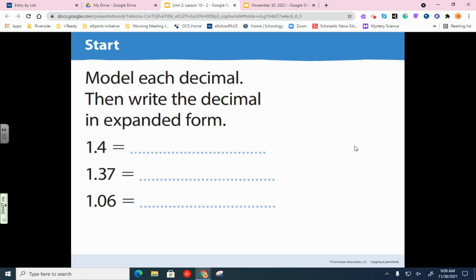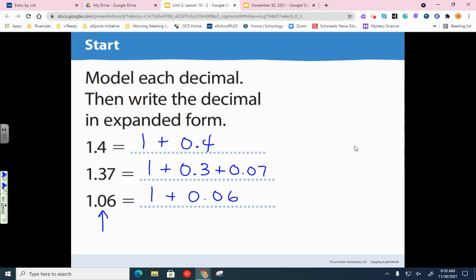One of the important things for adding decimals is to understand the place values of the numbers you're working with. So, for example, we have 1 and 4 tenths here. And in expanded form, we have a 1 and we have 4 tenths. For 1 and 37 hundredths, we have 1, we have 3 tenths, and we have 7 hundredths. And for this one, notice there's a 0 there, so we don't have any value for the tenths place. So we just have a 1 and we have 6 hundredths.